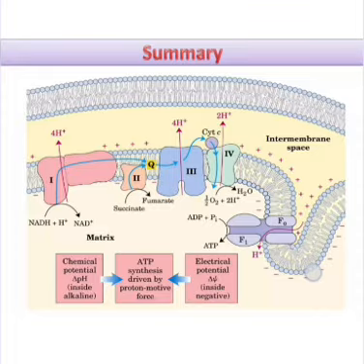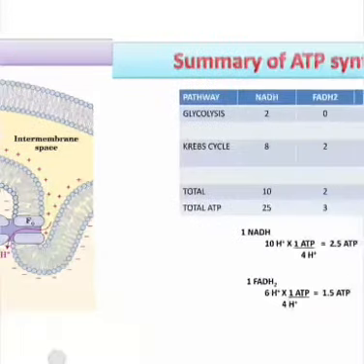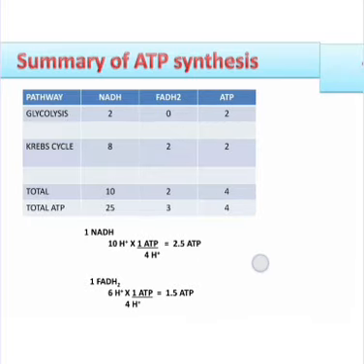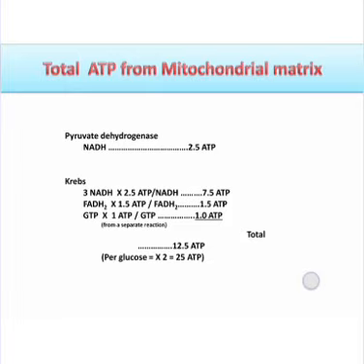And this is the summary of the electron transport chain. In total, one NADH synthesizes 2.5 ATP and one FADH2 synthesizes 1.5 ATP. And the total ATP from pyruvate dehydrogenase, which has NADH, is 2.5 ATP, and then the Krebs cycle has a total of 12.5 ATPs.